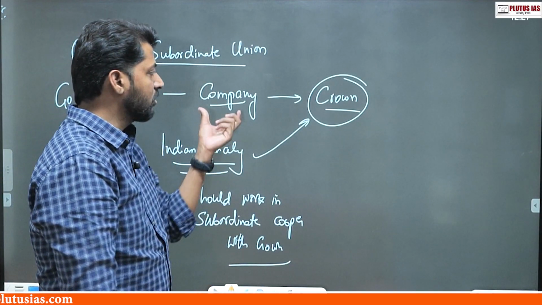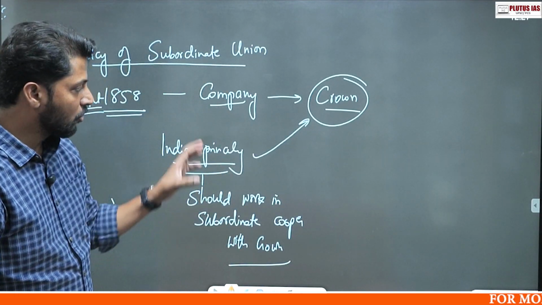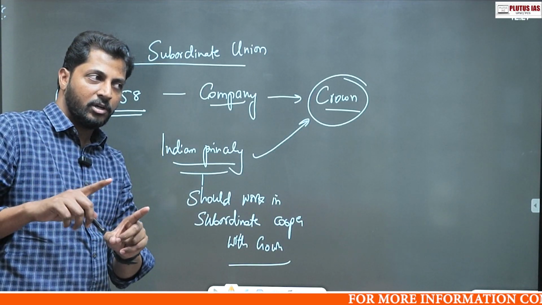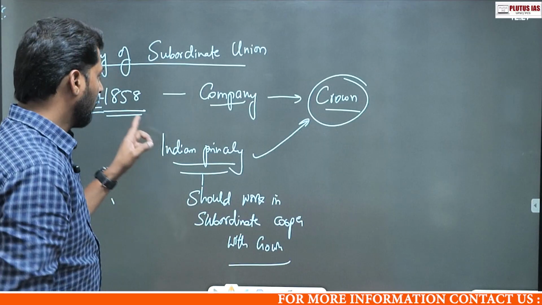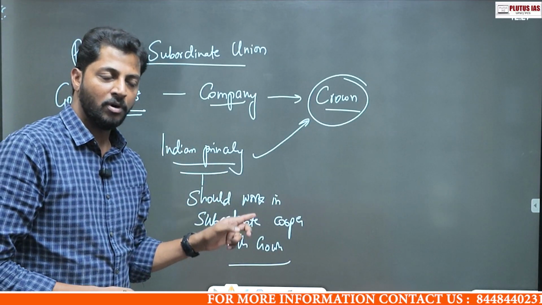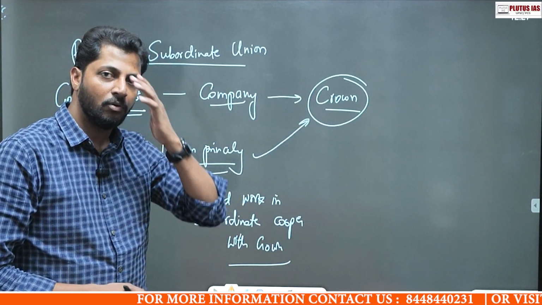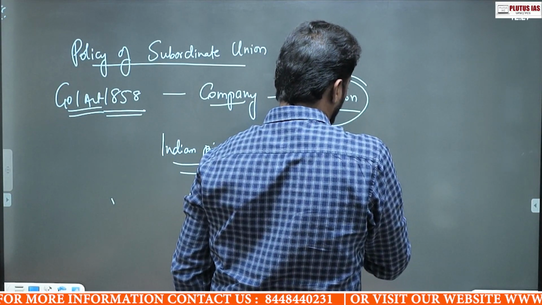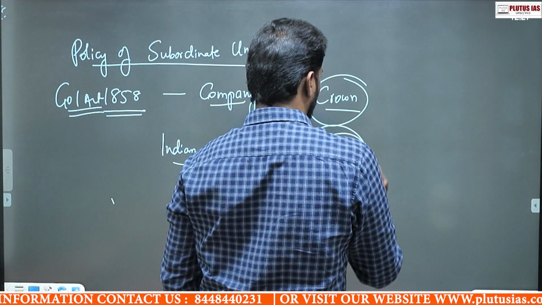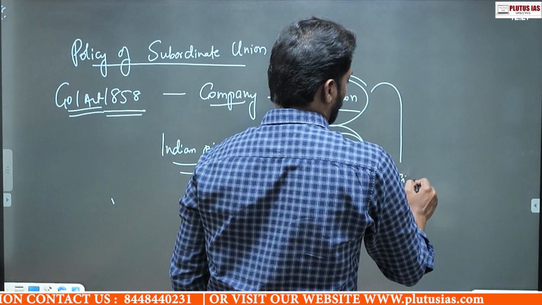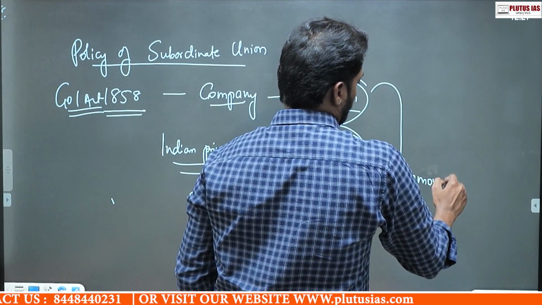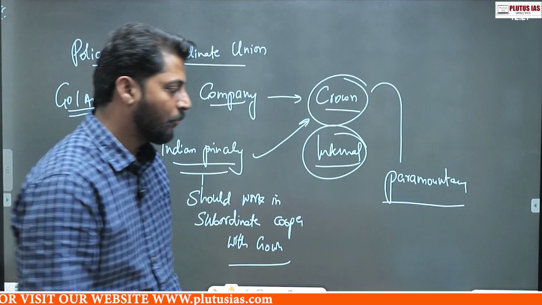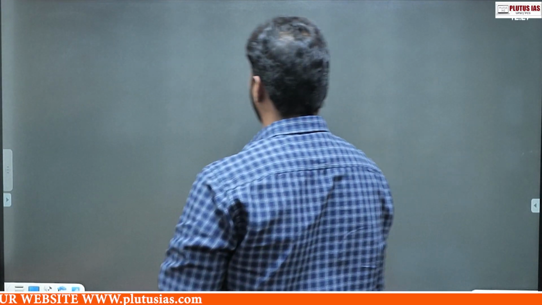So this is the policy of subordinate union. In the earlier policy, the princes were expected to work in subordinate cooperation with the company. Here the Indian princes should work in subordinate cooperation with the crown. They will control their internal matters, but they will be under the paramountcy of the British crown. You got it? So that is the policy of subordinate union.